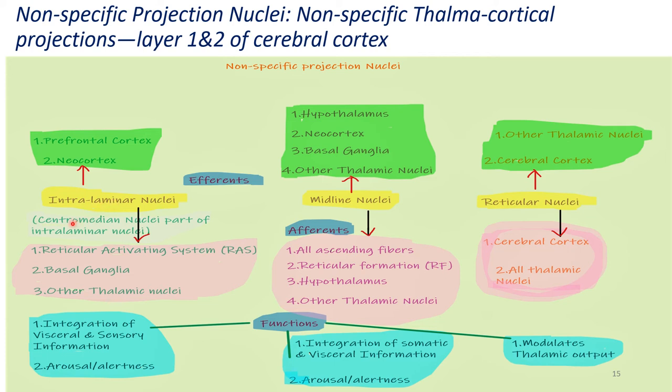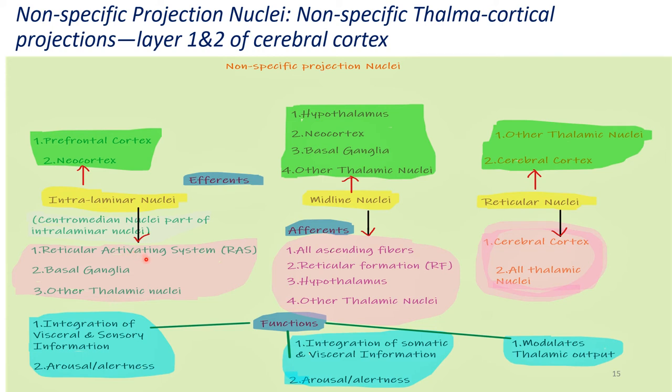One of them is the centromedian nuclei, which is the largest of all. And these intralaminar nuclei receive their afferents from the reticular activating system, basal ganglia, and other thalamic nuclei. So the reticular activating system, we have discussed this in previous lectures, plays a major role in your arousal and awake state. So the reticular activating system sends its impulses to the cerebral cortex via the intralaminar nuclei.